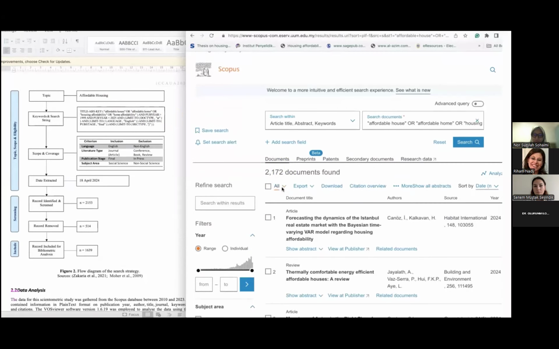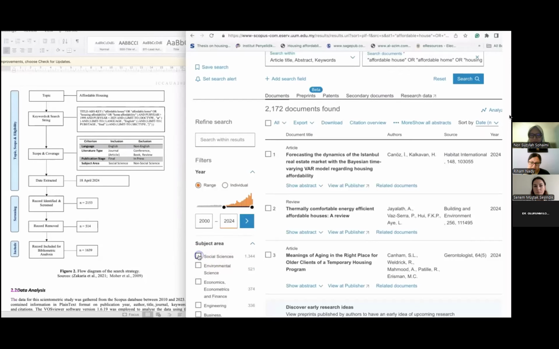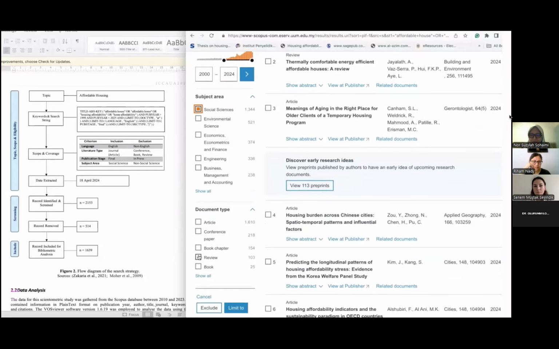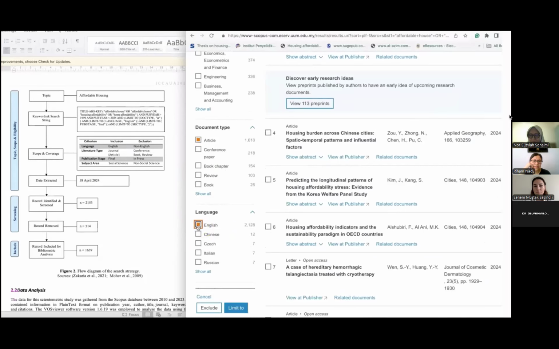The third step is to choose scope and coverage. To maintain the quality of our study, we carefully define our scope and coverage criteria. We excluded books and lecture notes to focus only on papers published in peer-reviewed academic journals. We choose social science as the subject area, article or journal as the document type, and we only focus on the English language.